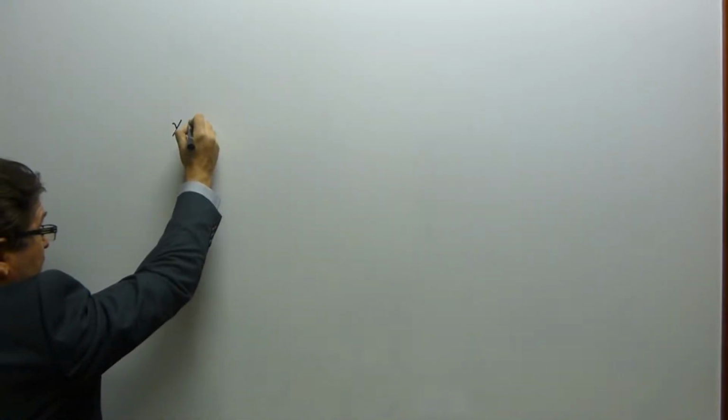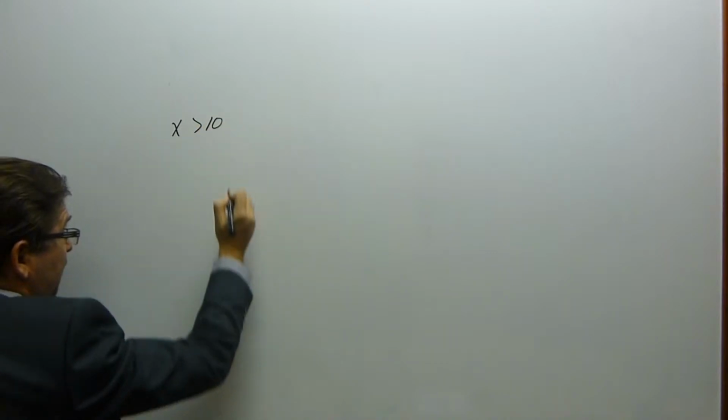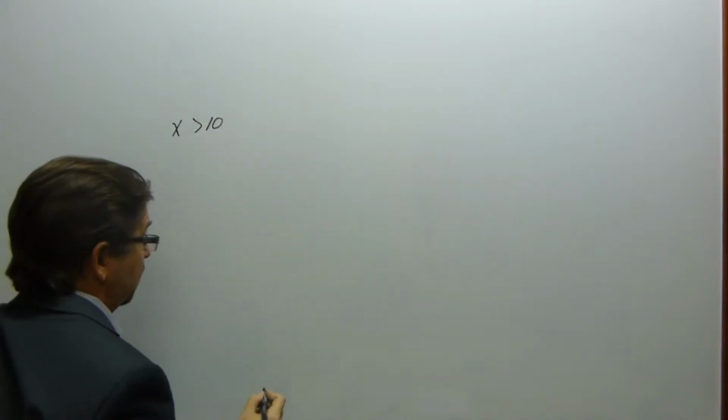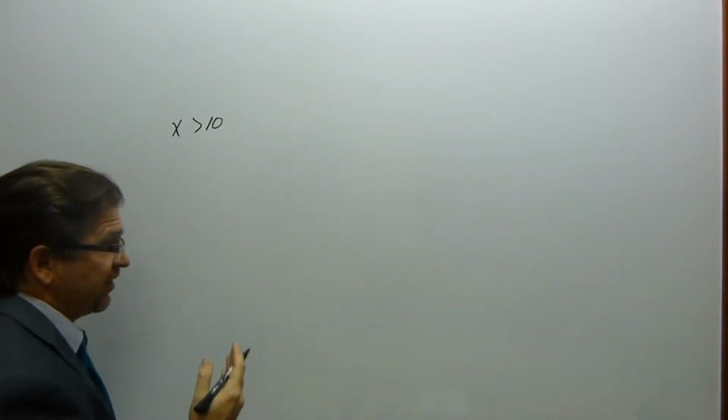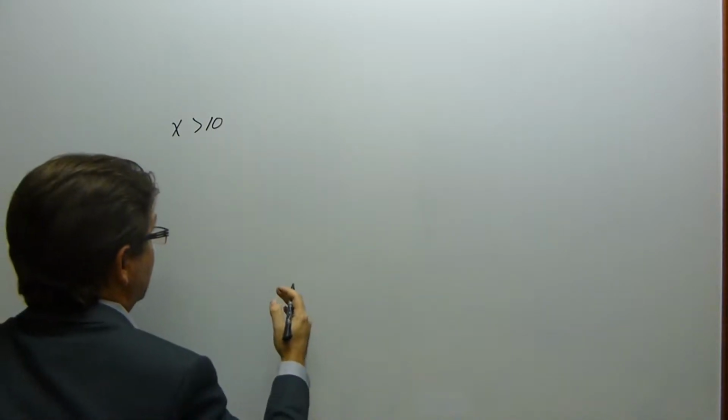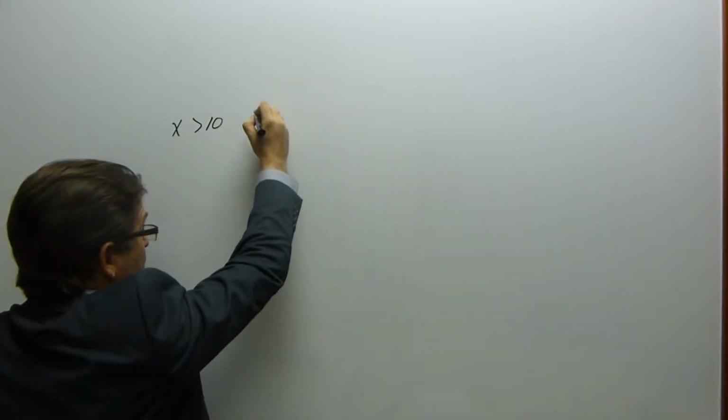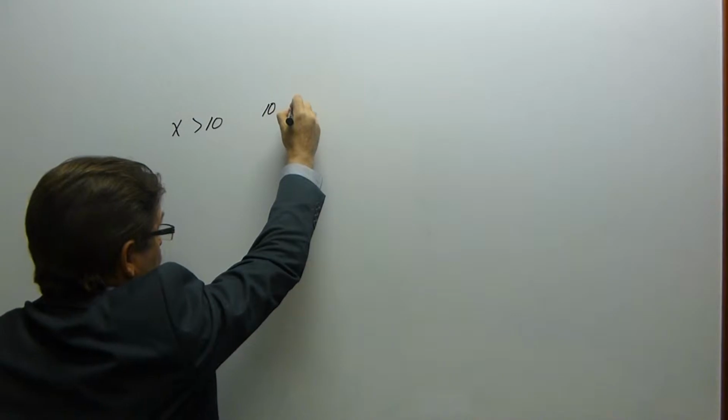Okay, in this problem we're going to take a look at set interval notation and graphing things on a number line. What I mean by this, if we have a problem such as x is greater than 10, to write that in set interval notation, we would say x includes everything from 10 to infinity.